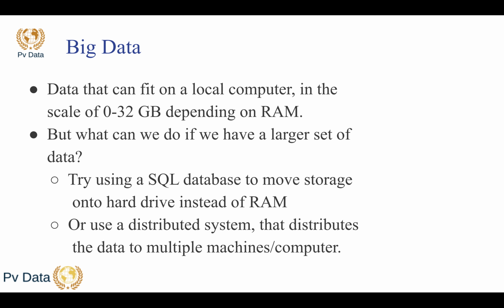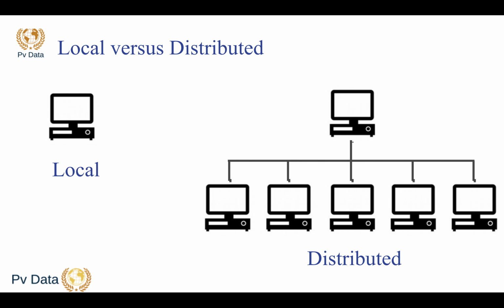If we have lots of data, we move in search of a storage system, which is the hard drive, instead of the RAM. Use a distributed system, in which data is distributed across multiple systems. Here we can see the local system: we have only one system. In the distributed system we have one master node or master computer, and different child computers, which we can call data nodes, slave nodes, or slave machines.